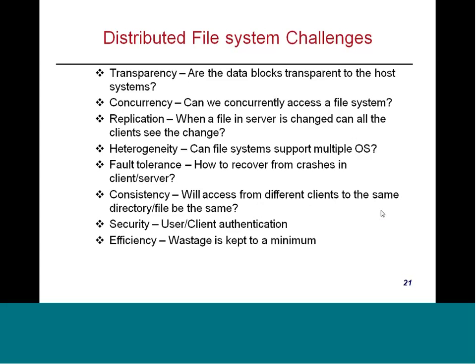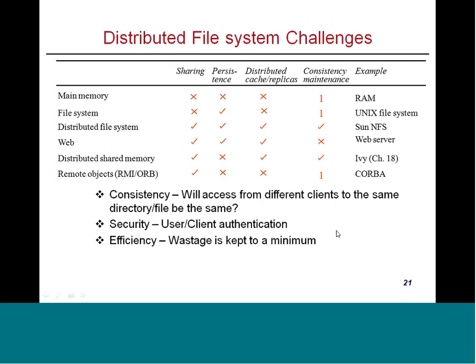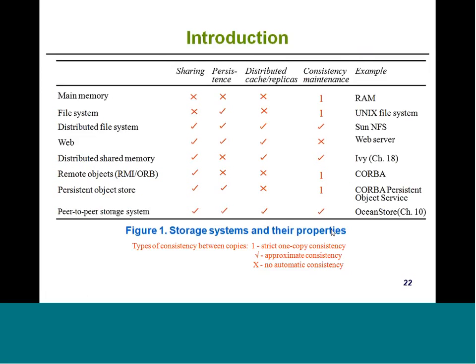And then finally efficiency. How do we keep wastage of space to the minimum? Are there techniques that we can employ to do this? What do we do? Again, as I mentioned, the classical examples are the Sun NFS and Andrew file system. So we will be learning about all these things. Before we go into that, let's look at the memory architecture, which we saw in the previous slide. Let's look at it from the main memory onwards.